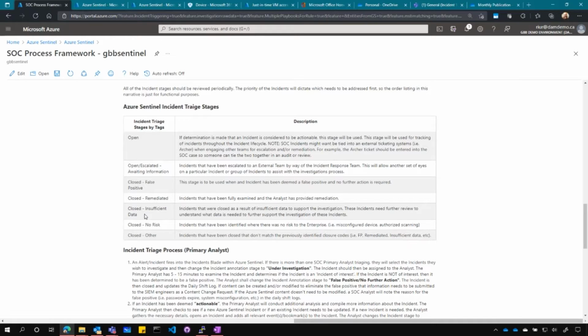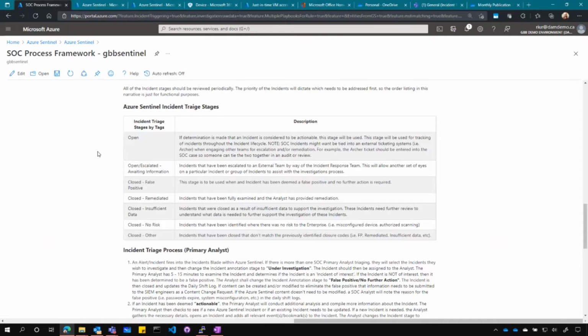And if you feel like this needs to be added to, again, this is customizable. If there are sections in here where you feel like, you know what, we need it closed, but let's give it more granular detail, like maybe it's insufficient data mapped to a data source. Maybe it is no risk, but let's call out why it's no risk. Or maybe there's some other piece that you want to add to it. Feel free to update this table as it applies to your business.